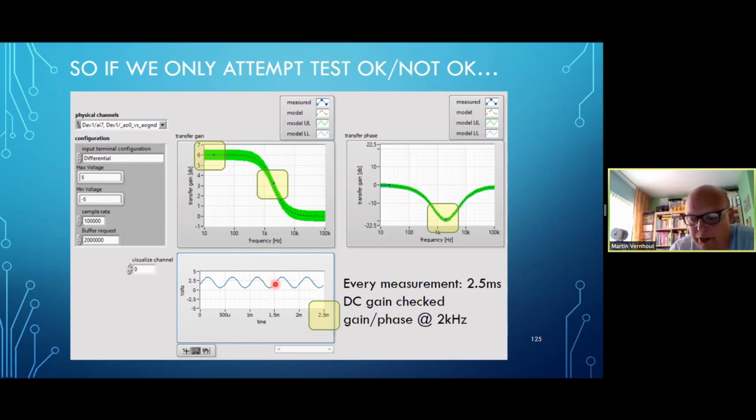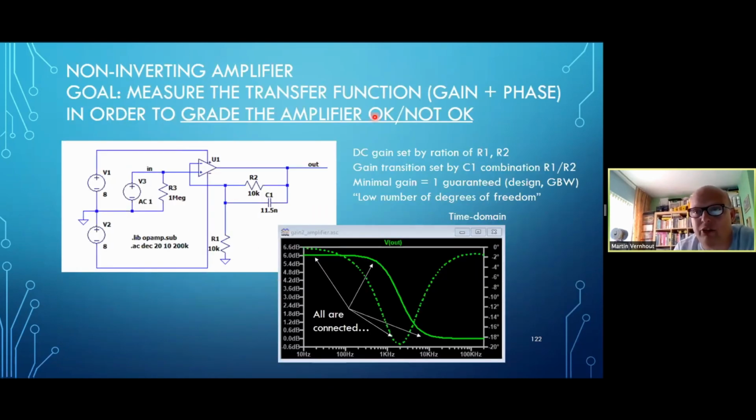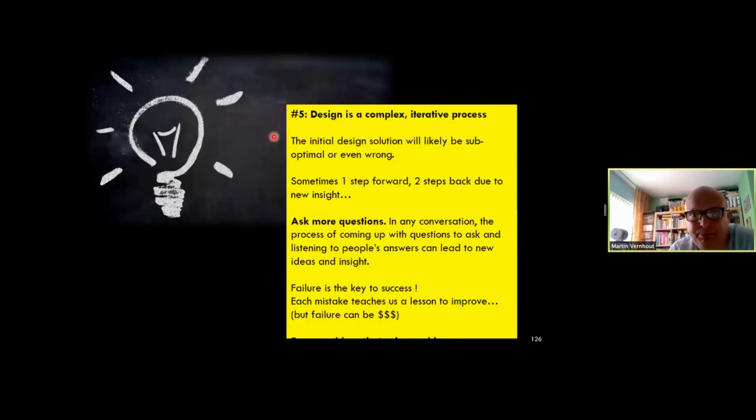Low number of degrees of freedom means if you measure only a couple of points, that would be good enough. But that's only seeded by looking at the original question, which says measure the transfer function, the gain in the phase, in order to grade the amplifier to be okay or not okay. Well, if I do this short measurement, I can guarantee you that that amplifier is doing okay. There is no way that it would misbehave with that limited amount of freedom the design gives me. So, design is a complex iterative process.